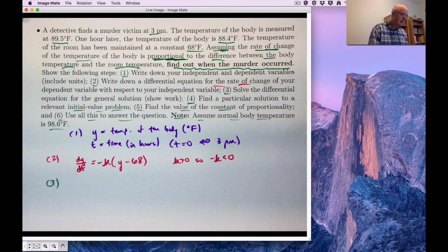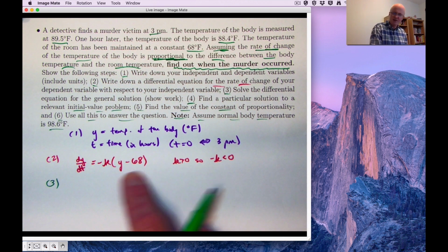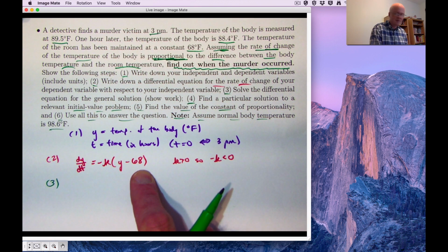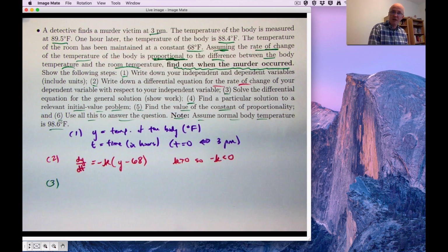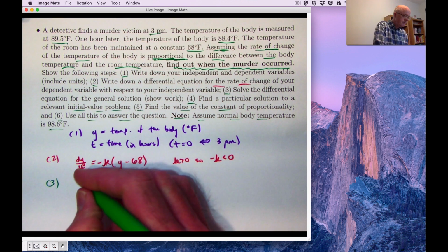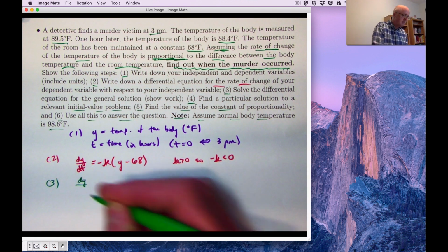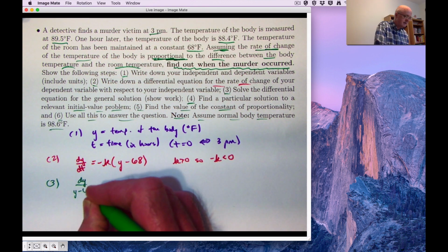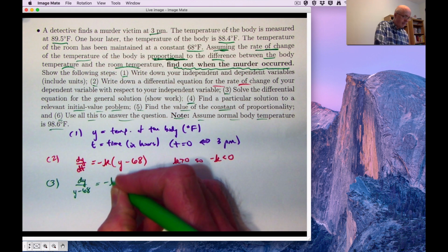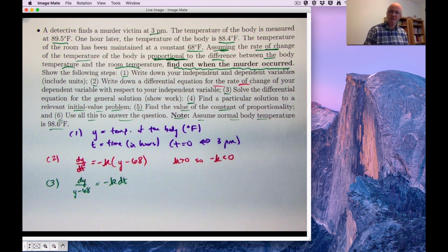That's not really what's going on, but for the most part it doesn't hurt to pretend that that's what's going on. So that will get dt on the right side, but then I'll still have a y minus 68 on the right side. I want to get rid of that y, so divide both sides by y minus 68. After doing so, both multiplying both sides by dt and dividing both sides by y minus 68, the equation looks like this.